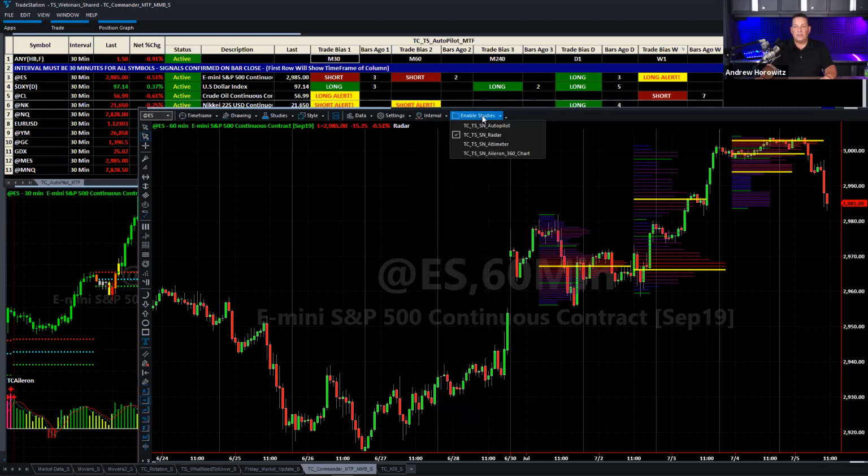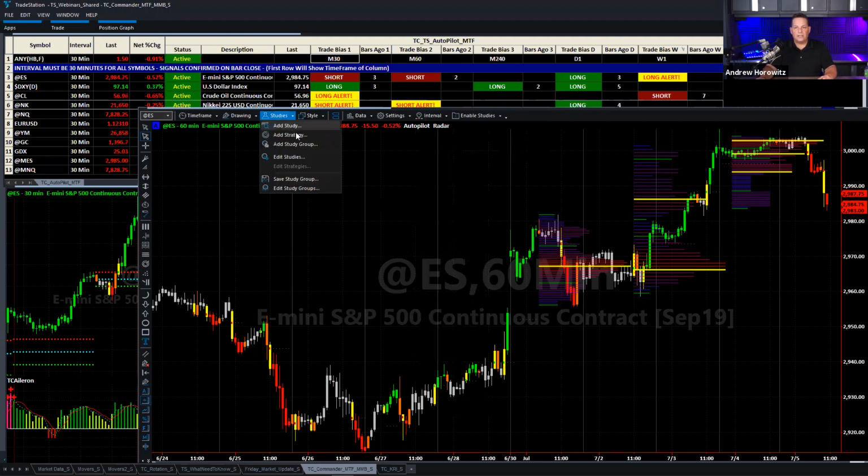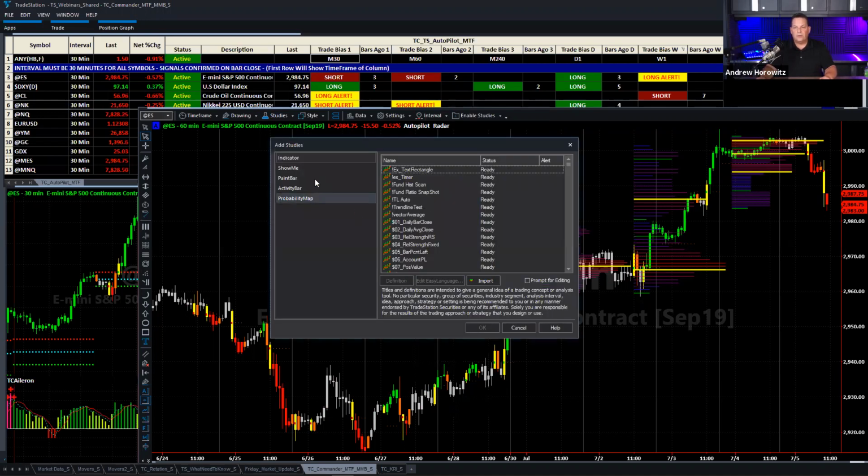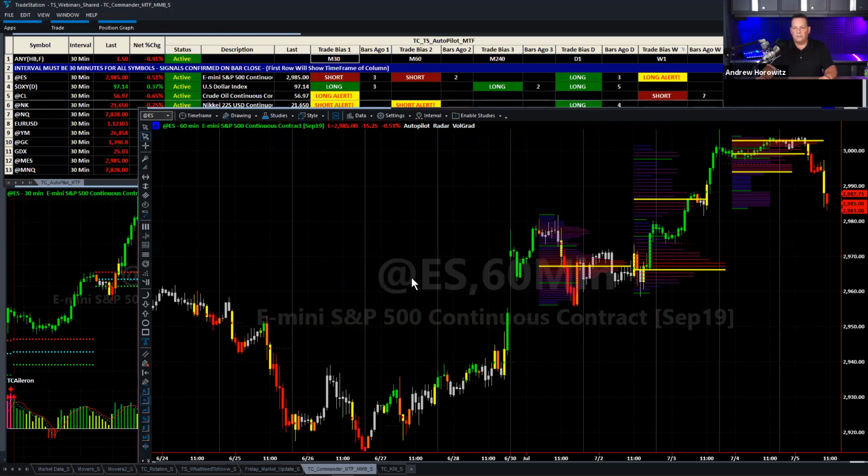And then again, you can enable studies. Now, if you want to put on, for example, a new study, you can just click the studies. You can say add a study or add a strategy, whatever you want to do. It'll open up your screen to add a strategy or add a study. So you want to put in something in here, whether it's a paint bar, and let's see what we got here. Volume gradient, maybe. Probably need volume on the bottom there.